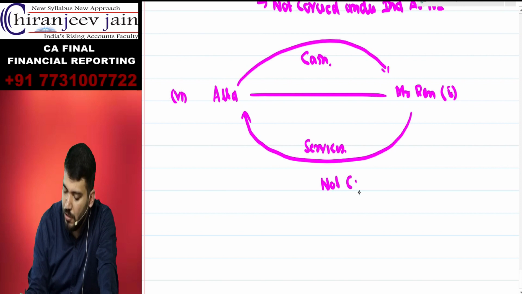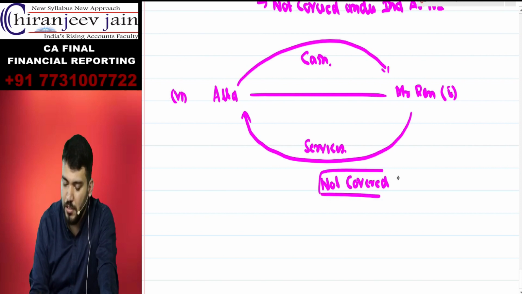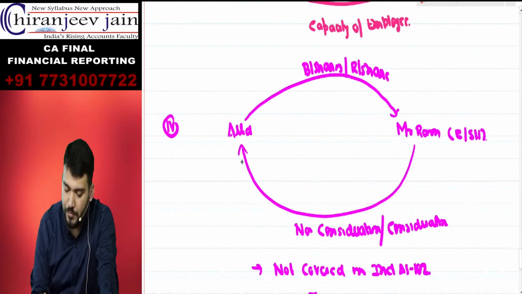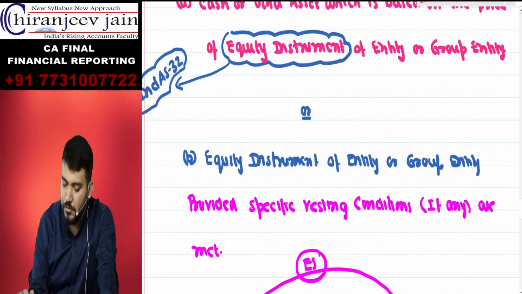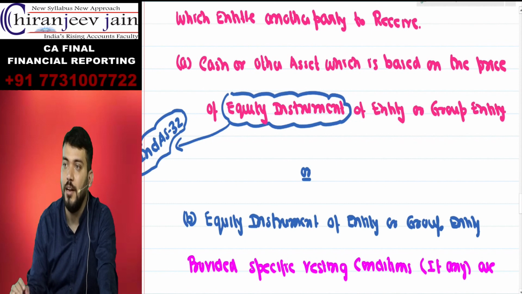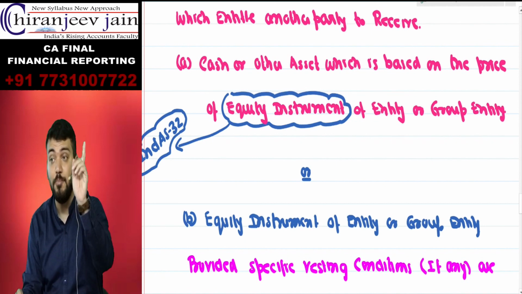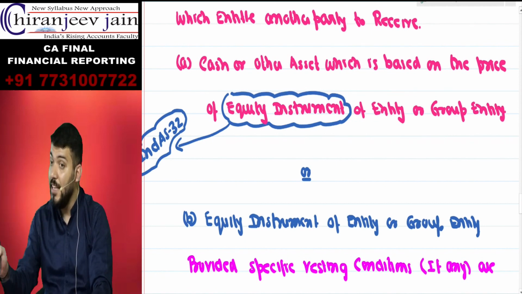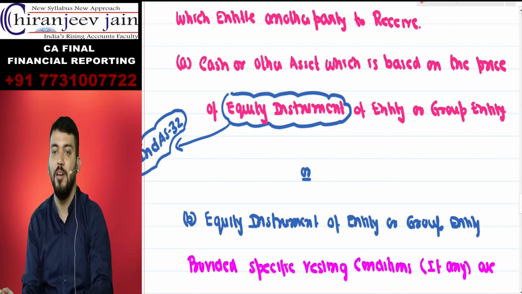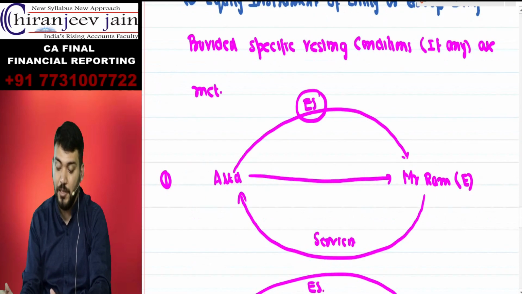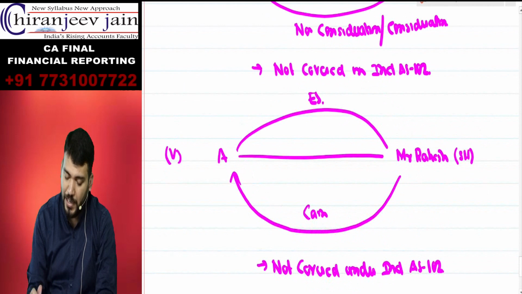But why have you said not covered? Now check. Point number 1 is what? Cash, which entitles another party to receive cash. But that cash should be based on what? Price of equity instrument. Price of equity instrument.